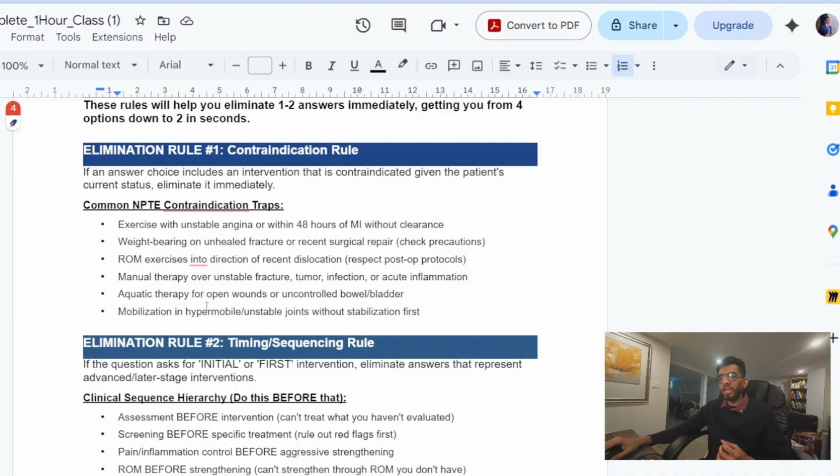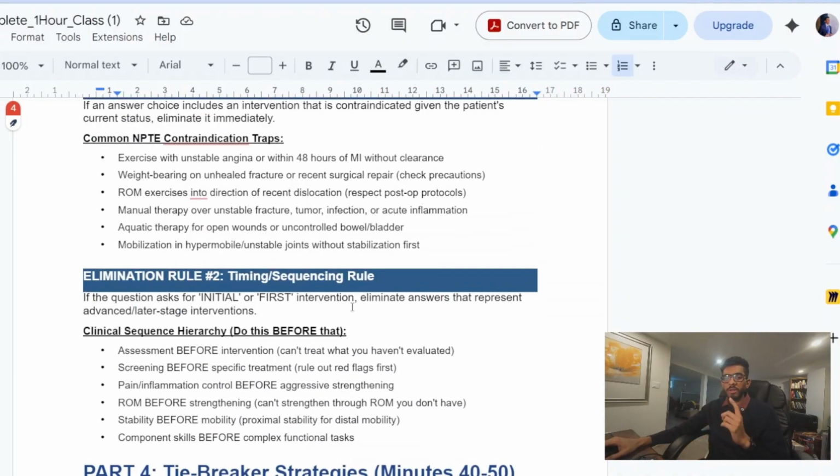Then aquatic therapy for open wounds or uncontrolled bowel and bladder. Mobilization in hypermobile and unstable joints without stabilization first. So if there is a hypermobile joint, you don't want to mobilize that. These are some common contraindications that make common sense to everyone, right? So if you know that is a contraindication and a red flag, and it is there as an intervention option, you need to take it off. That's elimination rule number one: always take the contraindication out.